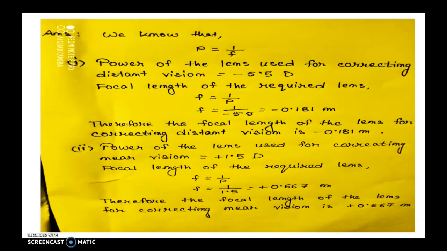0.181 meter. In the second part of the problem, you have to find out the focal length for correcting the near vision. Here also, in the same formula, you need to put the value of the power, 1.5 diopter, and you will get the answer 0.667 meter. So these are the required answers.